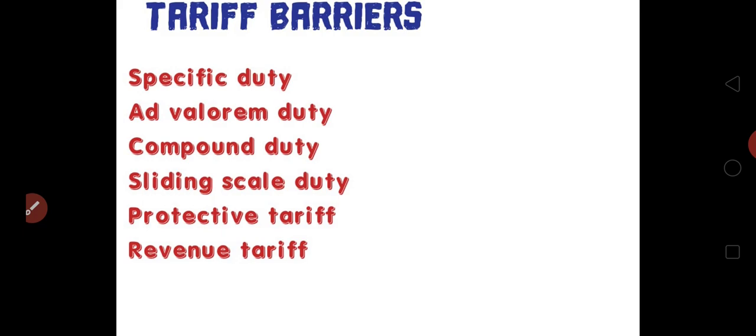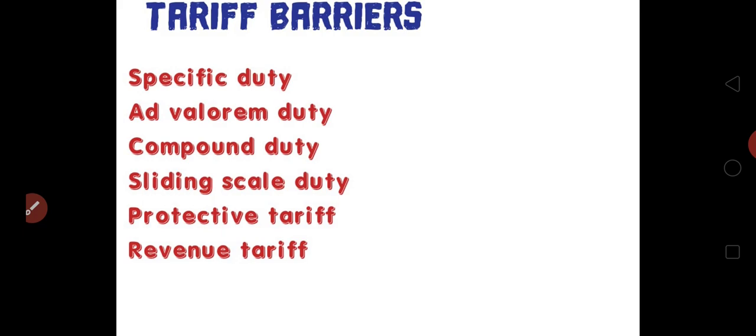Then compound duty is a mix of both specific duty and ad valorem duty. That is a kind of tax imposed on the commodities being imported or exported, with specific duty and ad valorem duty imposed in tandem. Then sliding scale duty is a kind of tax imposed that varies with the varying price of the commodity. So the tax may change as the price varies. That is a sliding scale duty.